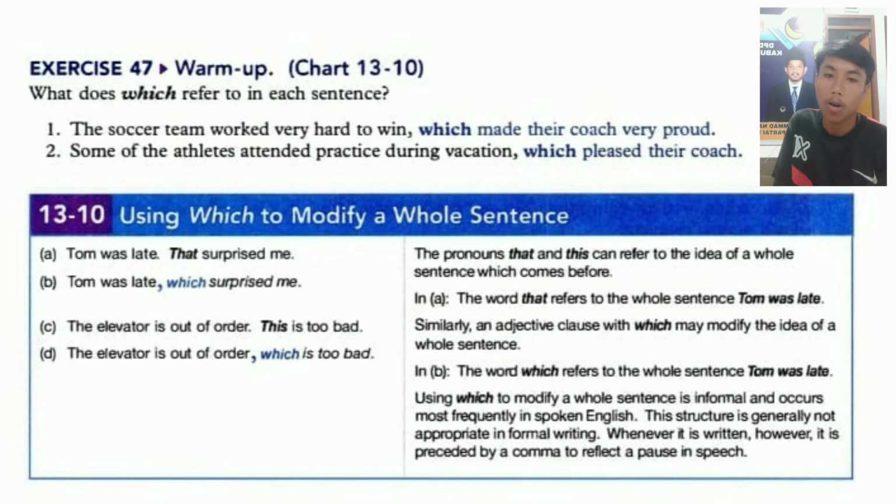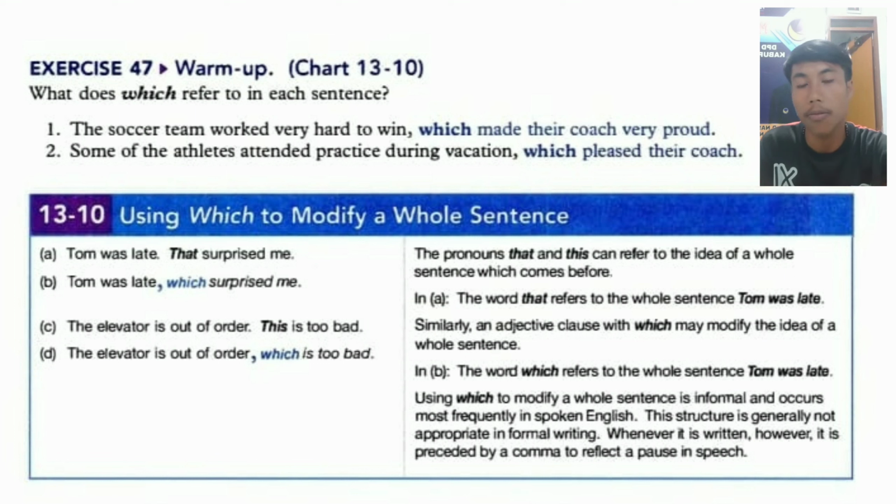My name is Muhlisin and now I will explain about using which to modify a whole sentence. Using which to modify a whole sentence is informal and occurs more frequently in spoken English. This structure is generally not appropriate in formal writing. When it is written, however, it is preceded by a comma to reflect a pause in speech. For example: Max isn't home yet, which worries me.